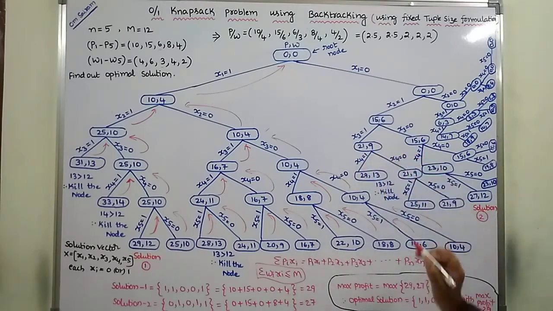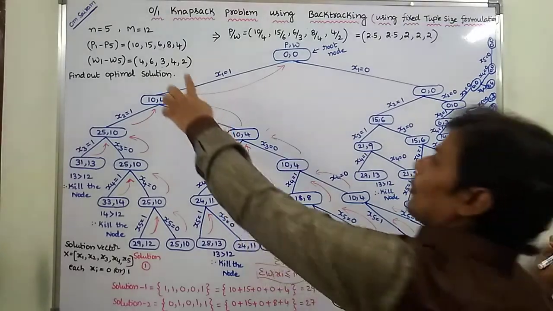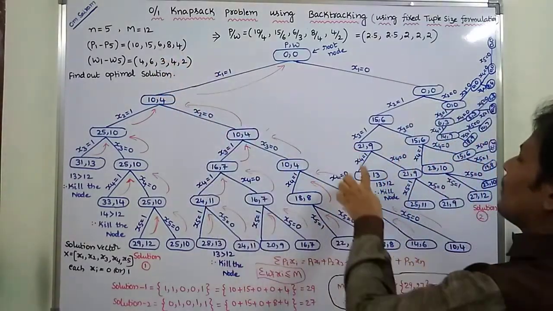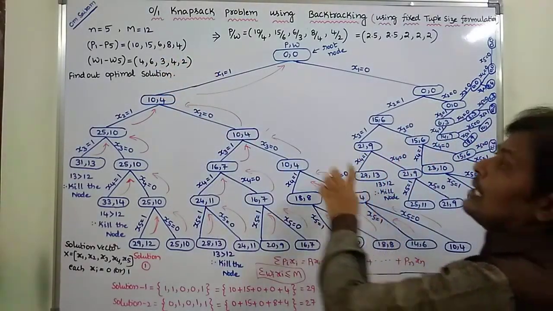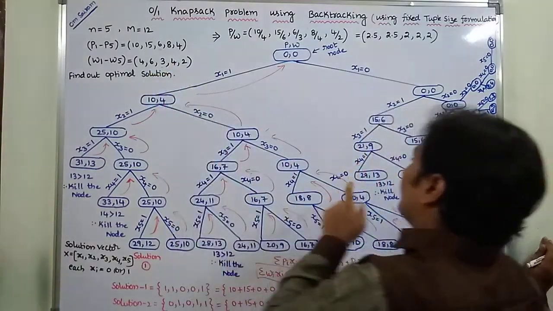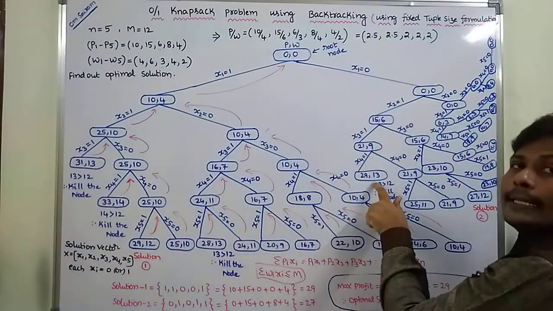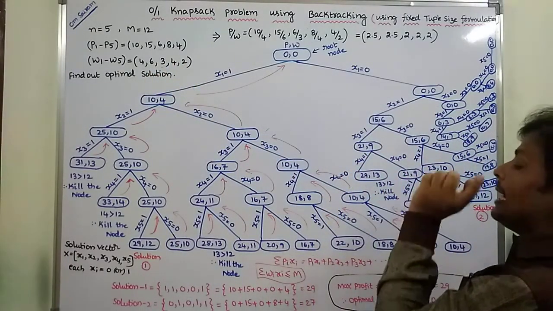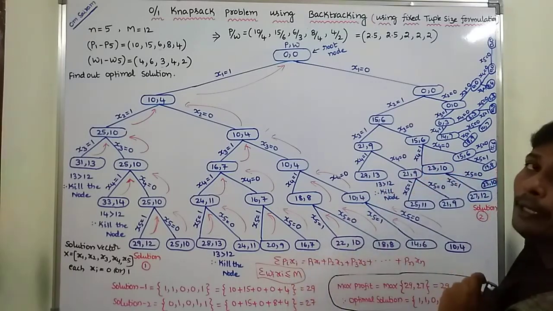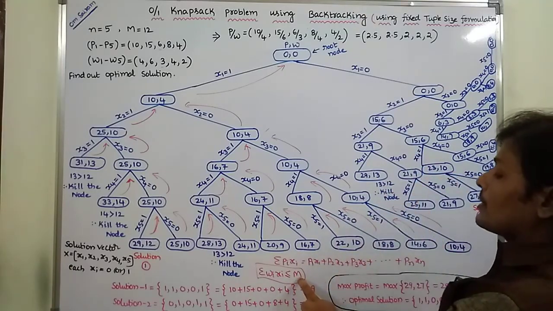x4 is equal to 1 means the fourth object is considered. Fourth object profit is 8, so 21 plus 8, that is 29. And fourth object weight is 4, 9 plus 4, that is 13. So here 13 less than or equal to 12? The capacity of the knapsack is 12.